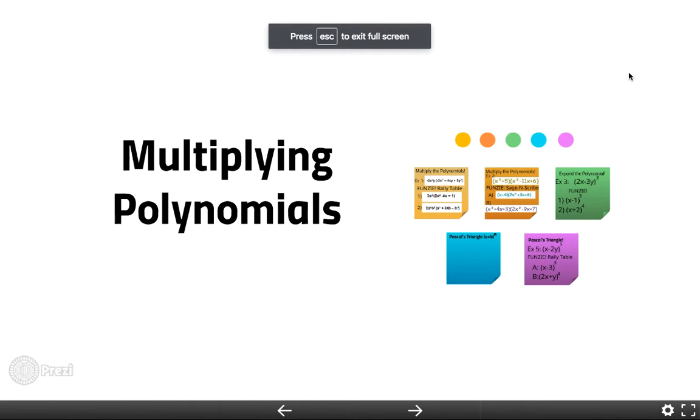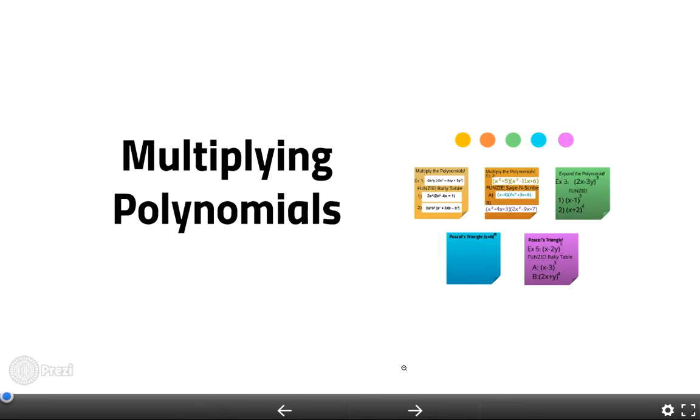Who is ready to multiply some polynomials? Alright guys, so you're going to have a blast multiplying some polynomials in this section, and we are going to talk about so many different ways to multiply polynomials, which some of these you have probably seen before.